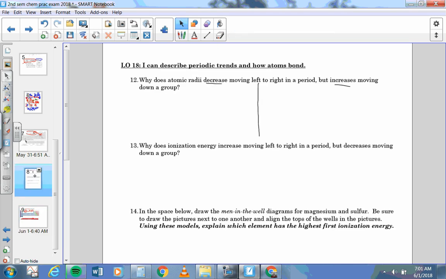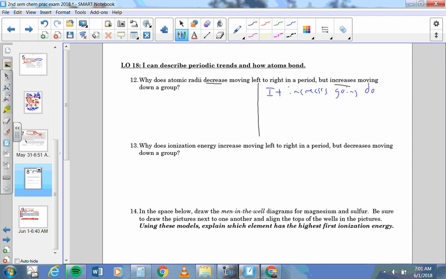So first one, let's see, I want to go to the increase. It increases going down due to adding an energy level or shell.